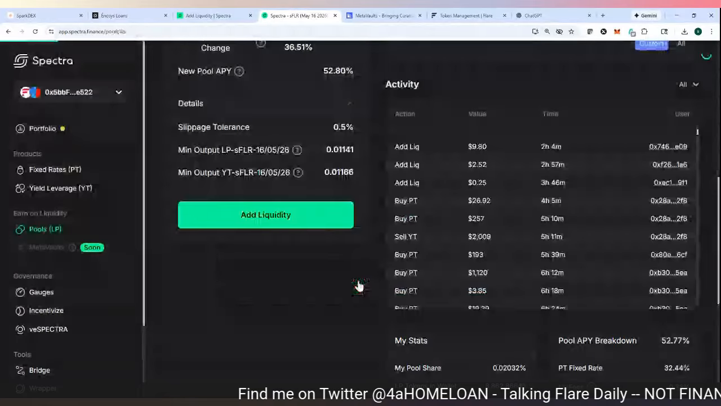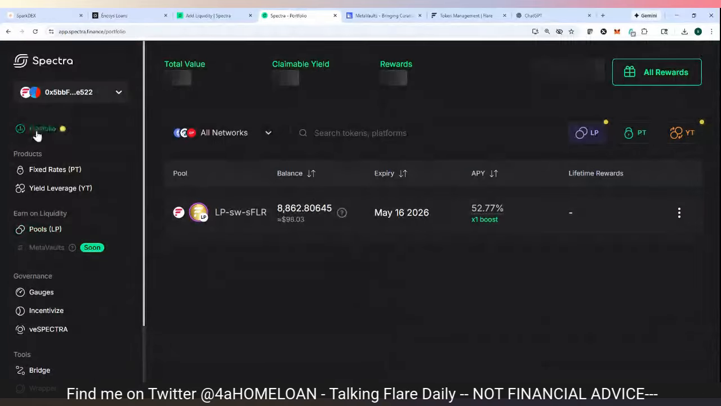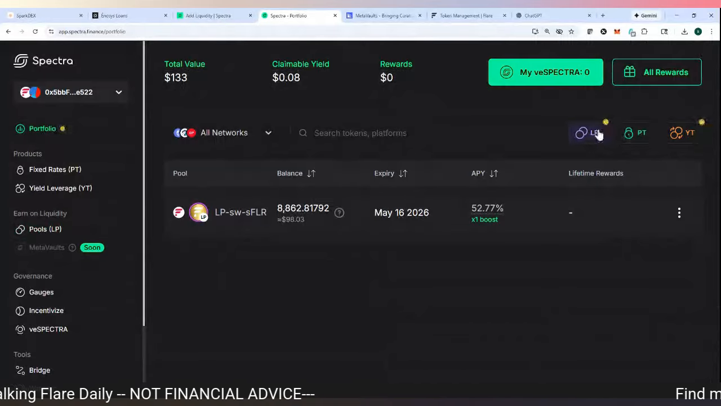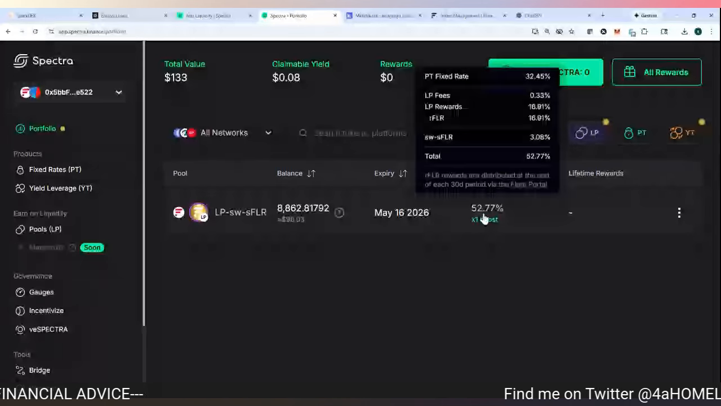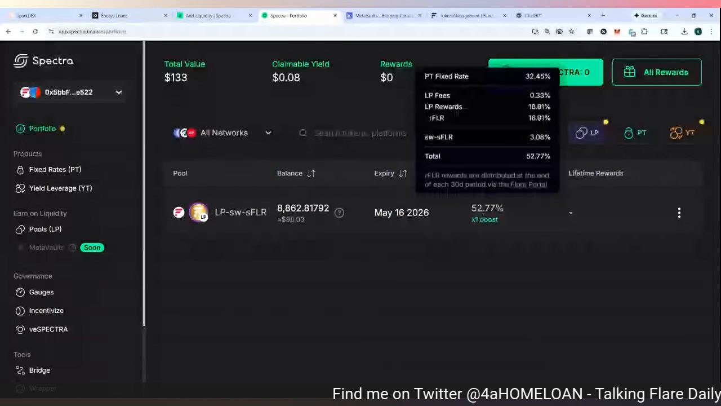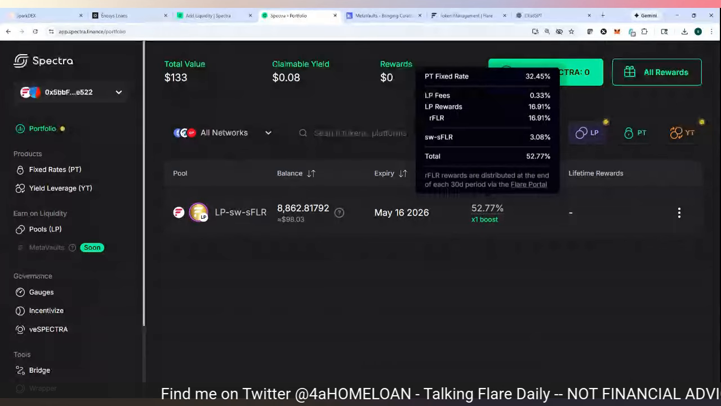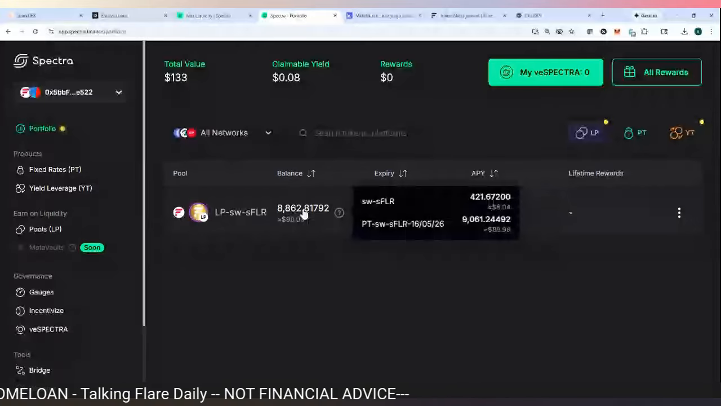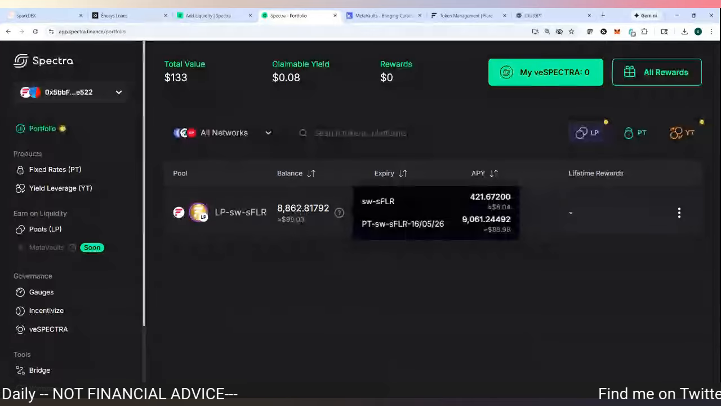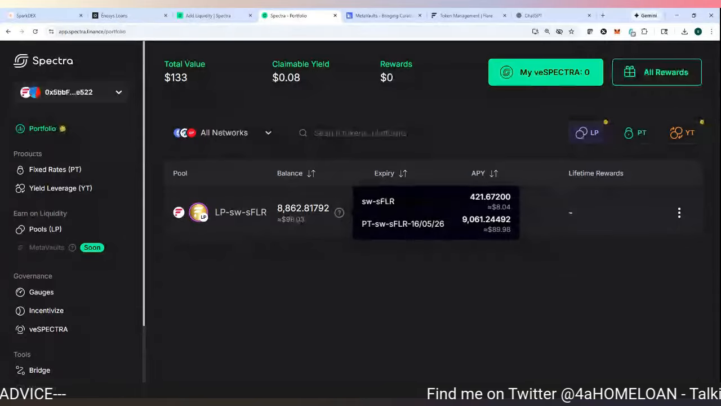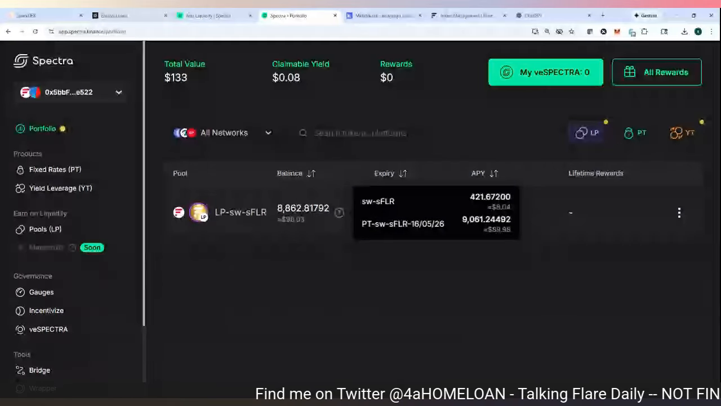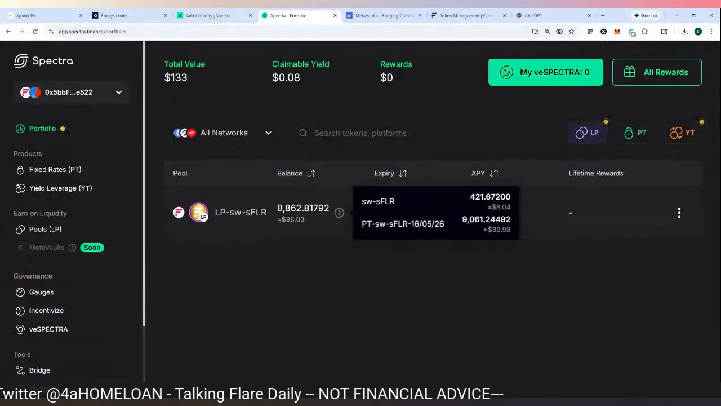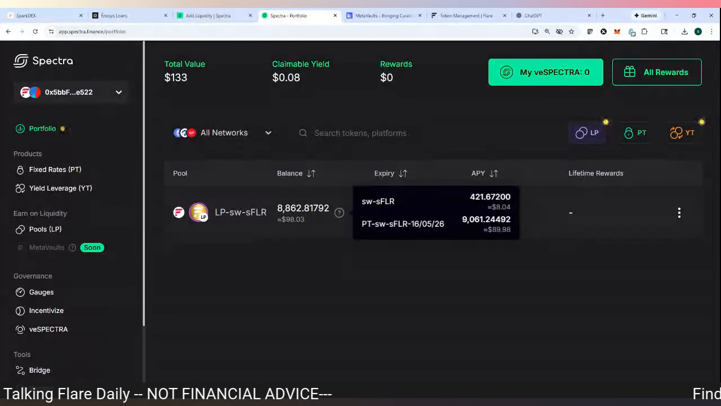I can view my portfolio. It'll take me to my portfolio over here. And then right here, LP is my position. So it shows my APY, my 52.7%. I'm earning now 16.9% rFLR rewards every month. This LP pool has 141 days remaining, expires on May 16th of 26. And I've got about $98 in value in there. And you can see when you hover over it, you got a PT, principal token, right? And you got sFLR. And it gives you the breakdown. So $89 of that is my principal token. $8 of that is my wrapped flare, sFLR, okay?